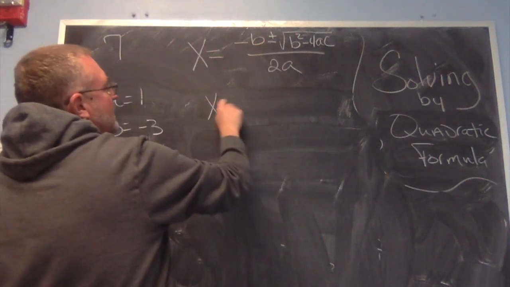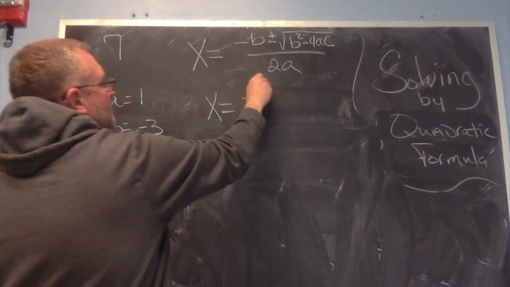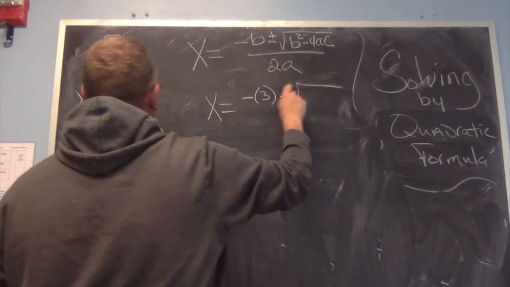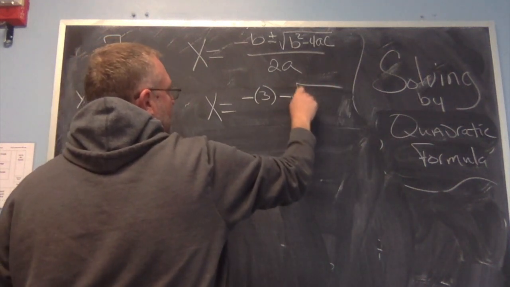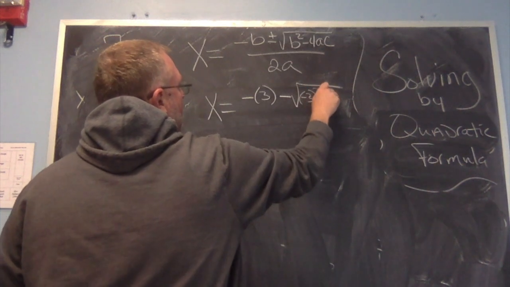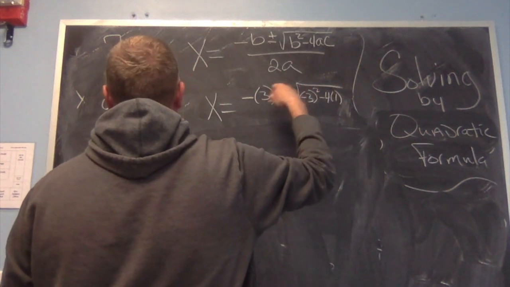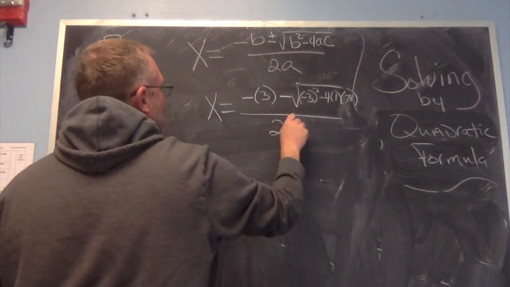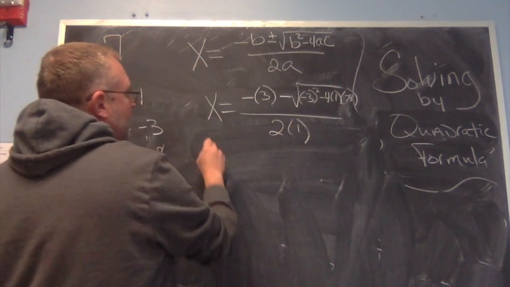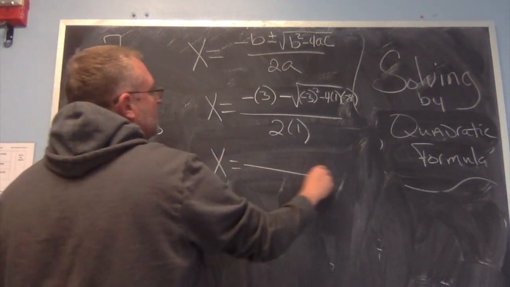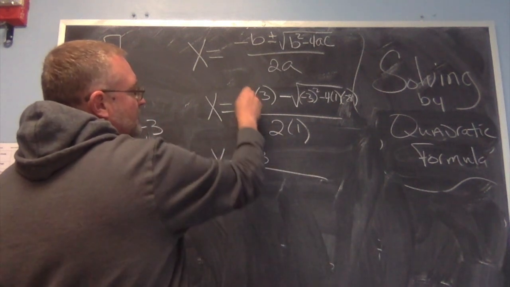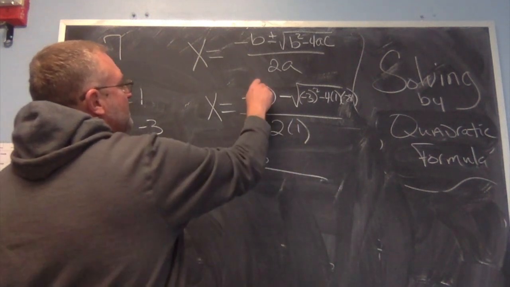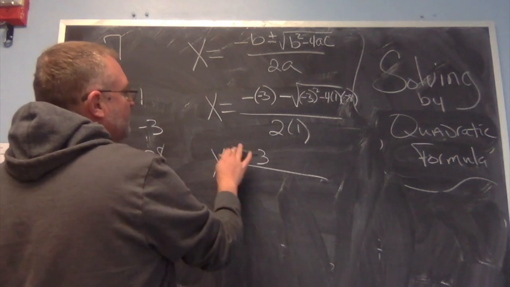So I have x equals a negative, what is b? Negative 3 minus the square root of b squared, so negative 3 squared minus 4 times 1 times c, which is negative 28, over 2 times a, which is 1. X equals negative, I'm sorry, it should be negative negative 3, because a negative changes that. So that would be positive 3, all right?